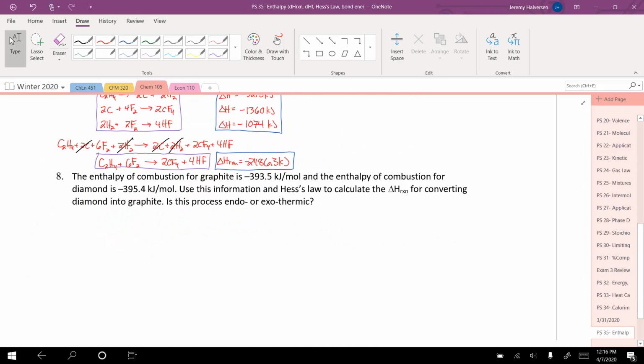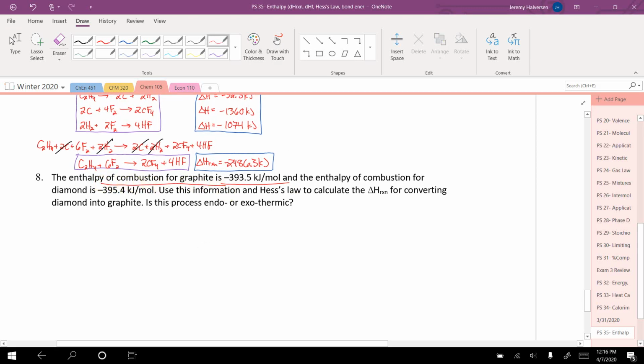All right, number 8, last one. The enthalpy of combustion for graphite is negative 393.5. All right, enthalpy of combustion for graphite. So what equation is that for? That's for C graphite plus O2 goes to CO2. The delta H of that reaction is the delta H of combustion of graphite, because this reaction is the combustion of graphite. So those 2 things are just synonymous in this case. And that equals negative 393.5 kilojoules per mole of graphite.